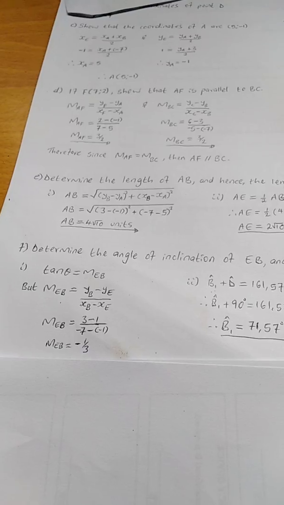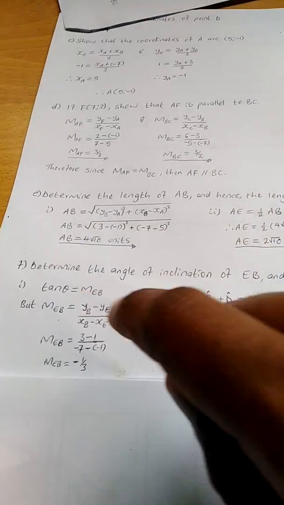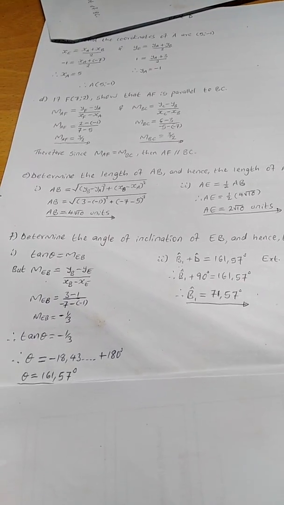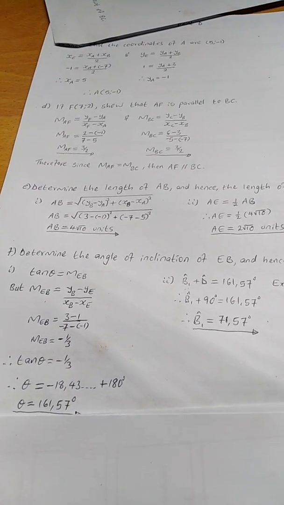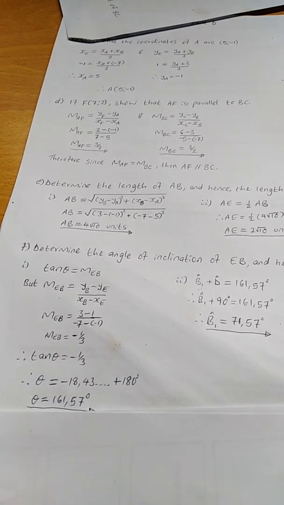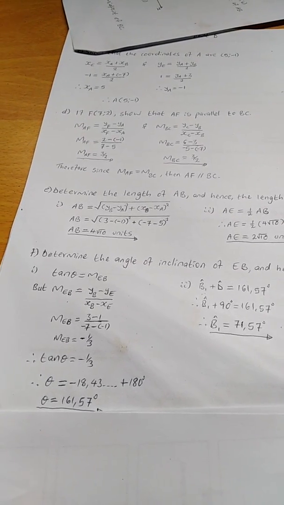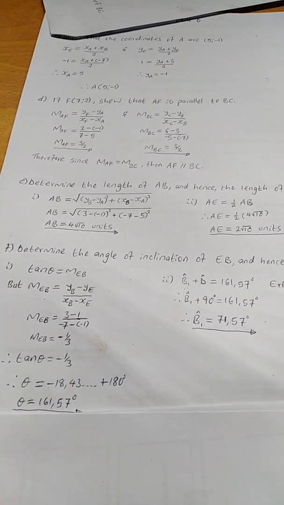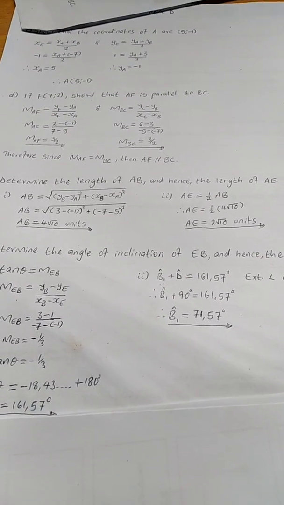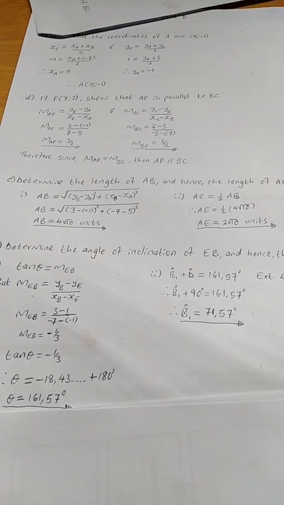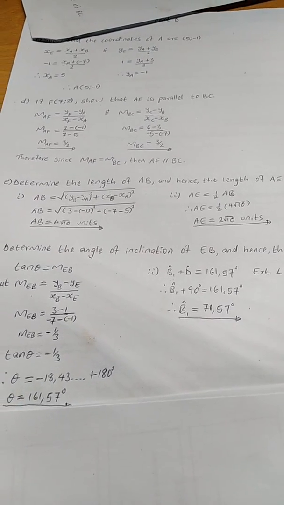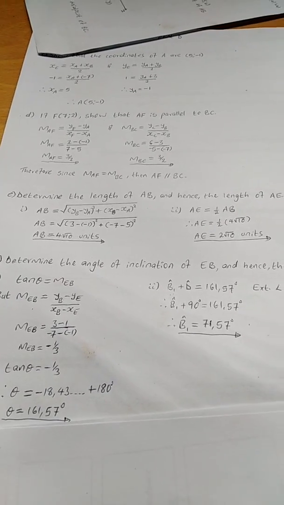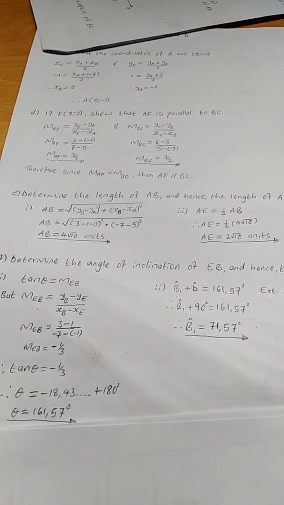Now from this one, you can use this formula here with theta being 161.57. If you use a calculator, so say second function tan of negative 1 over 3 or shift tan of negative 1 over 3, you get negative 18.43. But I did say earlier on that if you find a negative angle, just add 180 to it. So you arrive at 161.57 degrees. That is theta.